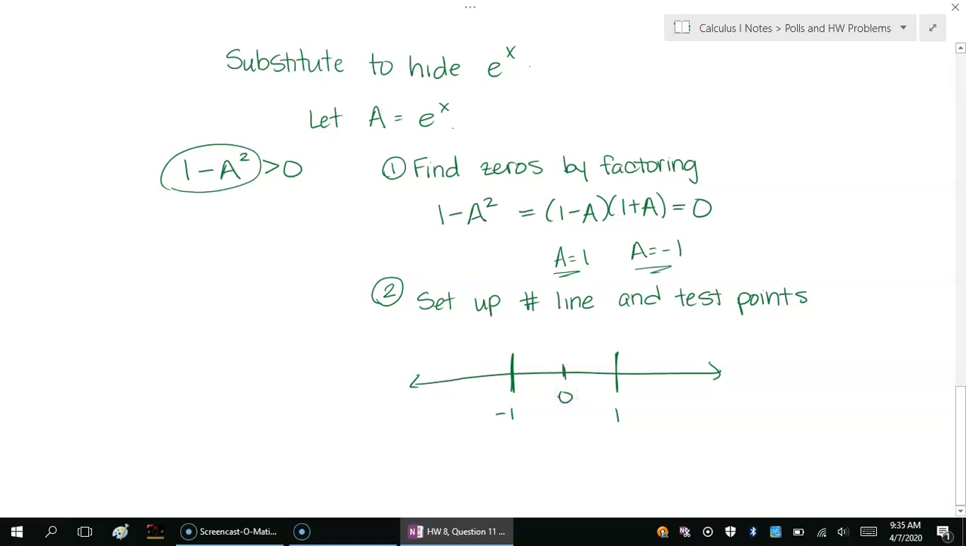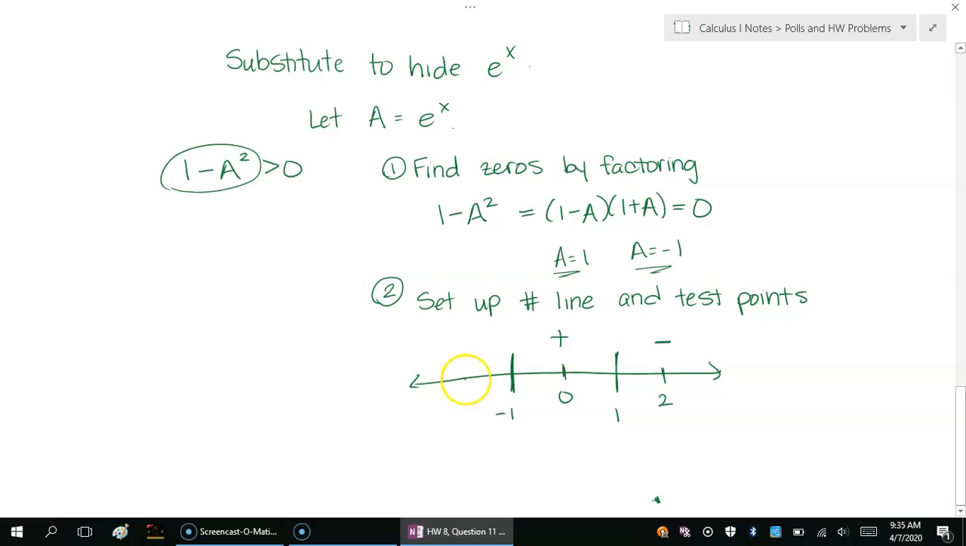If I plug in 0 for my a to 1 minus a squared, do I get a positive or a negative value? I get a positive value, because 1 minus 0 squared is just 1, so that's positive. Okay, let's test 2. And it's the same question. If I plug in 2 to the equation 1 minus a squared, do I get a positive or a negative value? And this time I get a negative value.